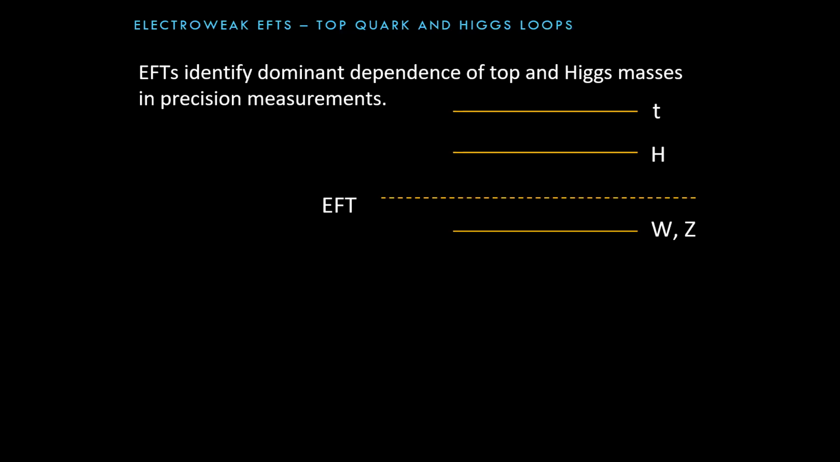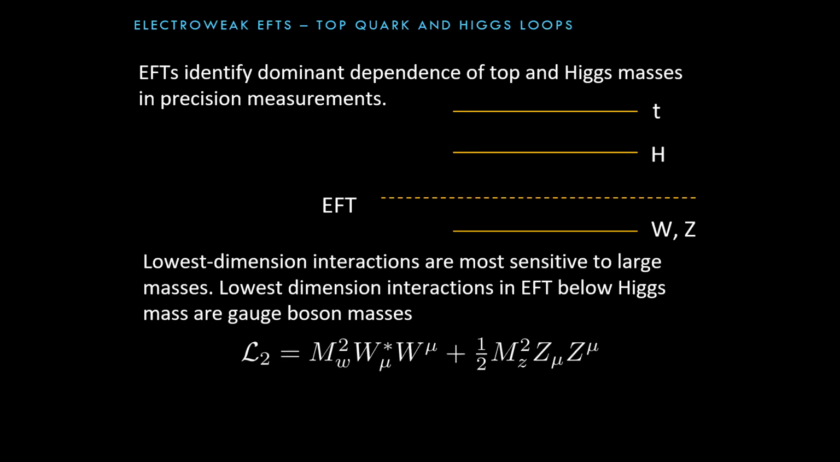So if you're trying to infer properties of the top and the Higgs boson in this effective theory of W's and Z's below their masses, what you're most interested in are the interactions that have the lowest dimension, because those will have couplings that involve the largest positive power of mass. In that effective theory, the ones that have the lowest dimension are the boson masses. And the only bosons in that problem are the gauge bosons. So the W and Z masses are the ones that have the lowest dimension. There are two of them, the W and the Z. These are the two dominant terms, and they should be the most sensitive to the properties of the top quark and Higgs.